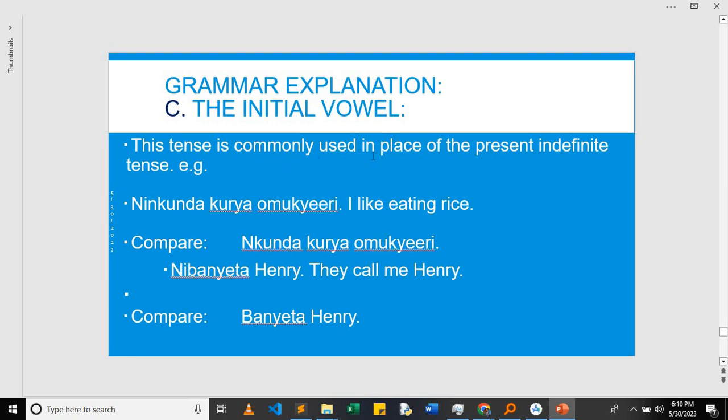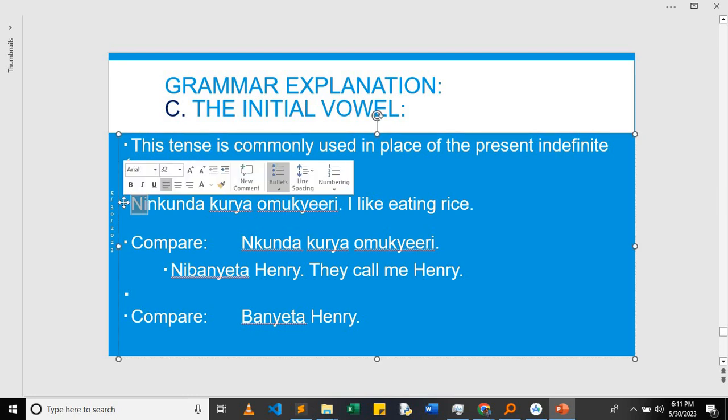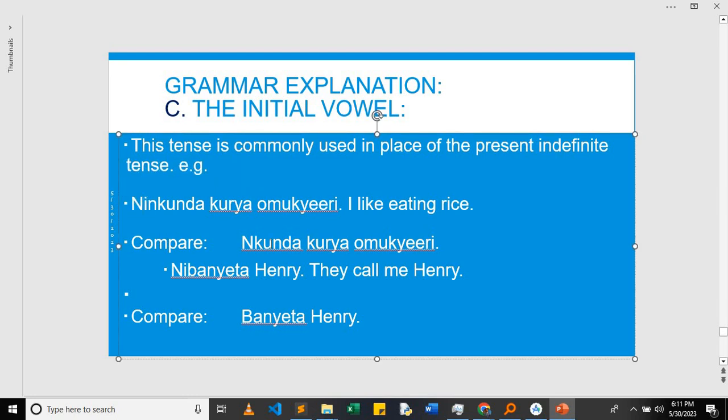This tense is commonly used in place of the present indefinite tense. Ninkunda kulya omucheri, I like eating rice. Compare it with nkunda kulya omucheri. They are similar, only that here we choose to make it short. Nkunda emotoka, I like a car. Nkunda kugenda, I like going.